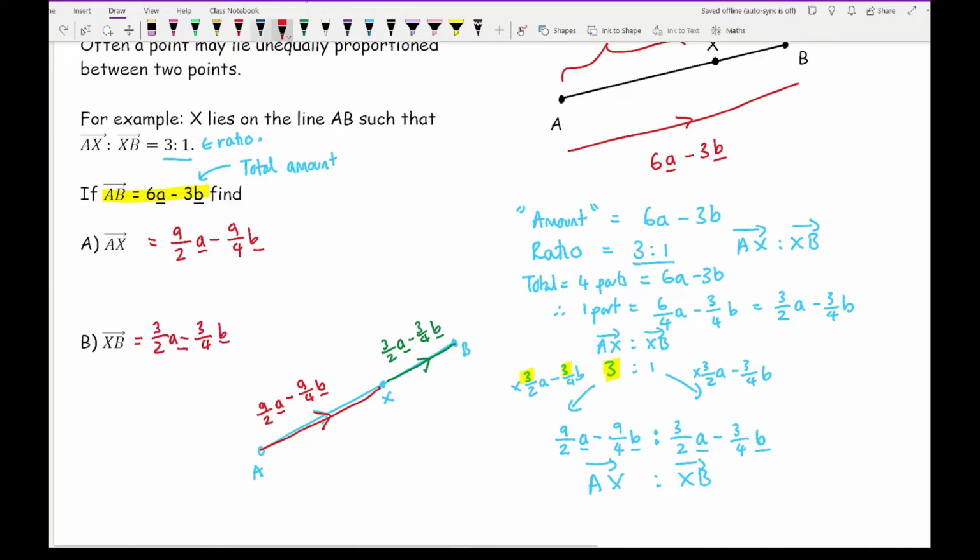Now, if a question then wanted you to work out what X to A is, then if you're going in the opposite direction, all you need to do is just change the sign. So it's going to be minus 9 over 2A plus 9 over 4B. And here, if I wanted B to X, then I just change the sign. So it's going to be minus 3 over 2A plus 3 over 4B. And there are our vectors.